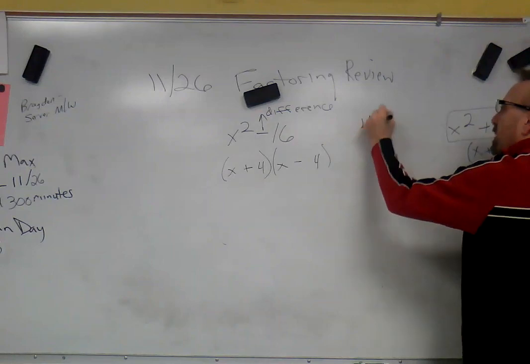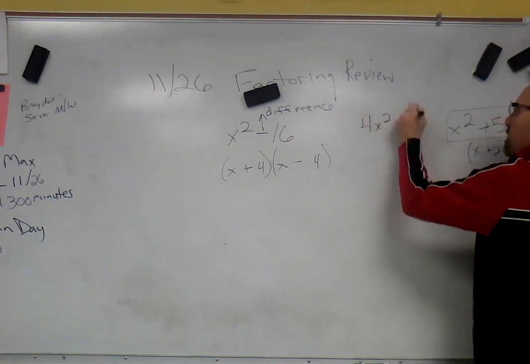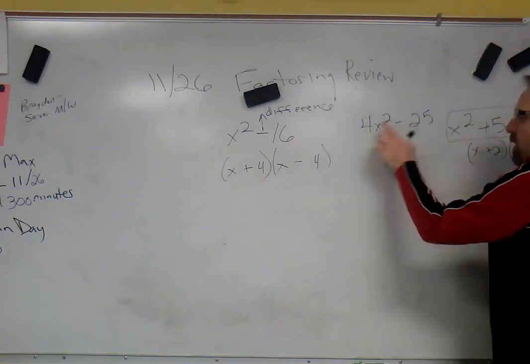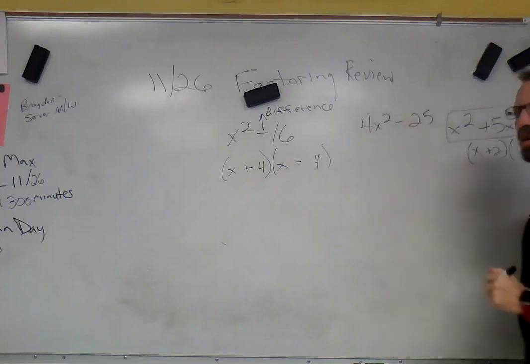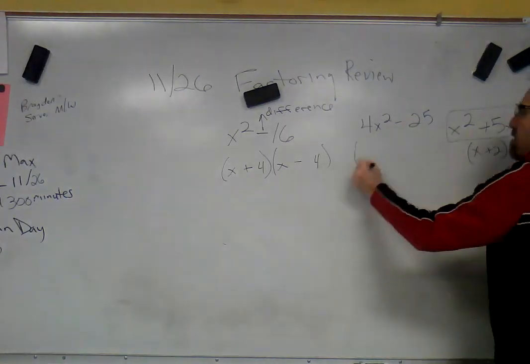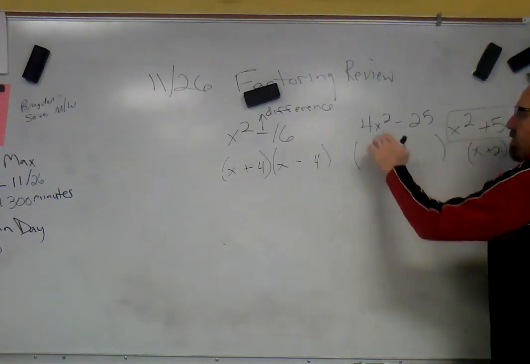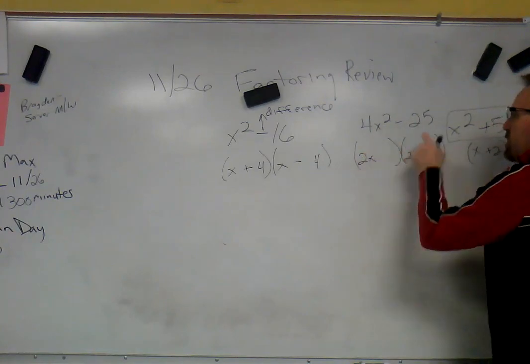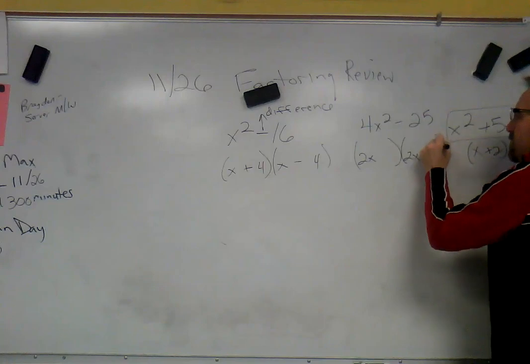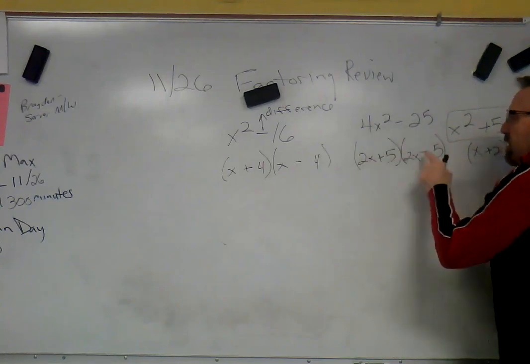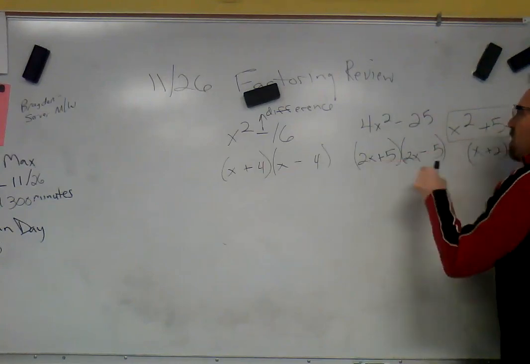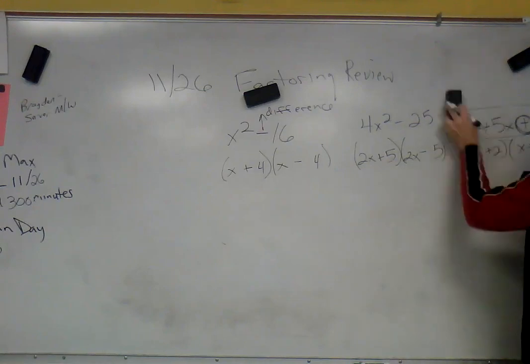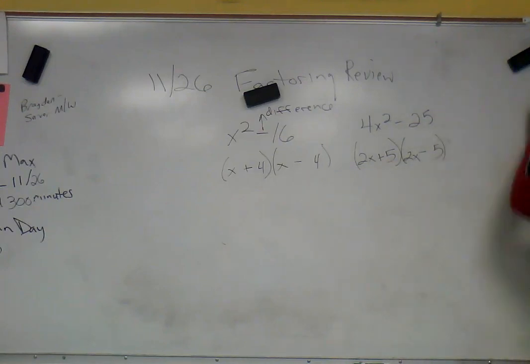Let's say we have 4x squared minus 25. We have a square, and we have a difference. The difference of squares. What's the square root of 4x squared? 2x. Square root of 25, 5 and 5, one of them plus, one of them minus. We could have switched the order with the plus and the minus. That would not have been a problem at all.